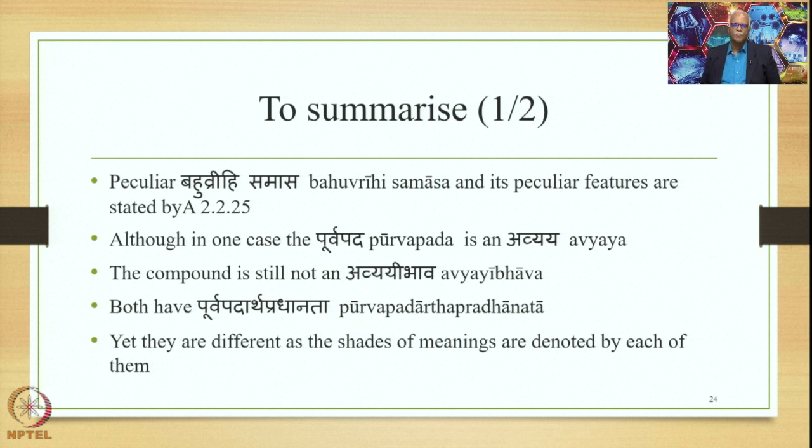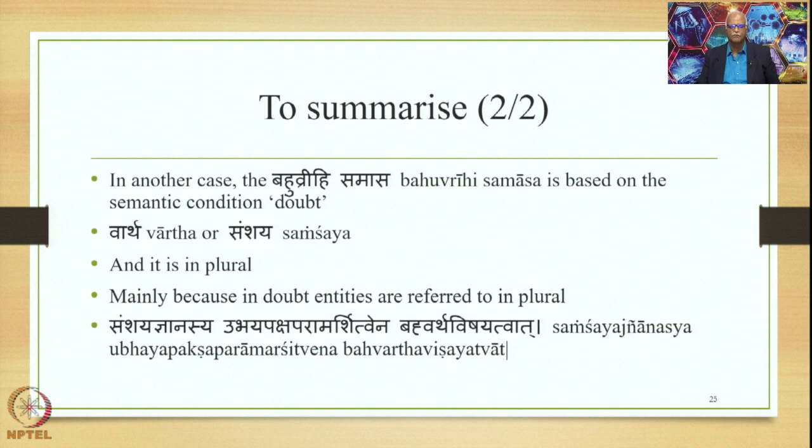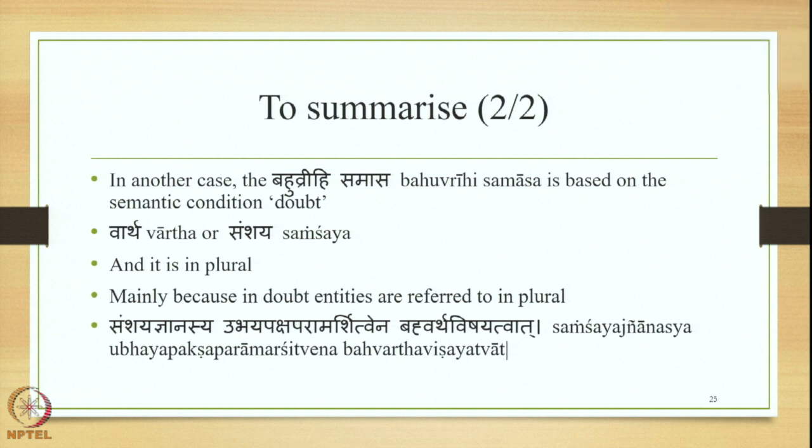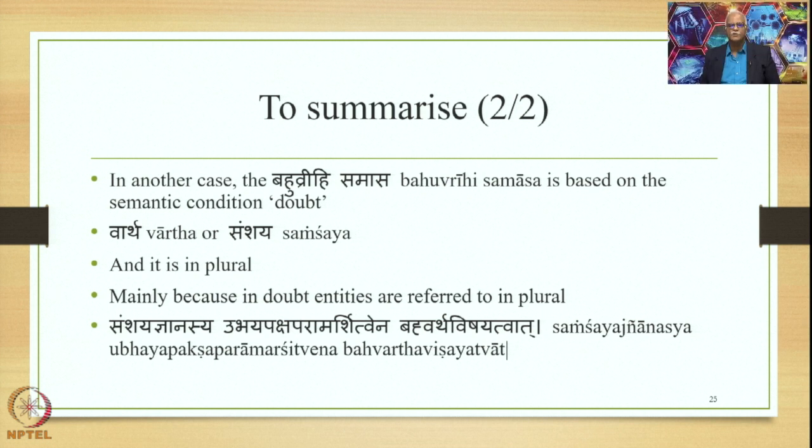To summarize, we studied a peculiar bahuvrīhi samasa and its peculiar features, which are stated by 2.2.25. Although in one case, the purvapada is an avyaya, the compound is still not an avyayibhava, upadashaha, and so on. Both have purvapadartha pradhanata, yet they are different as the shades of meanings are denoted by each of them. They are different. In another case, the bahuvrīhi samasa is based on the semantic condition doubt or va-artha or samshaya. And it is in plural, mainly because in doubt, entities are referred to in plural.